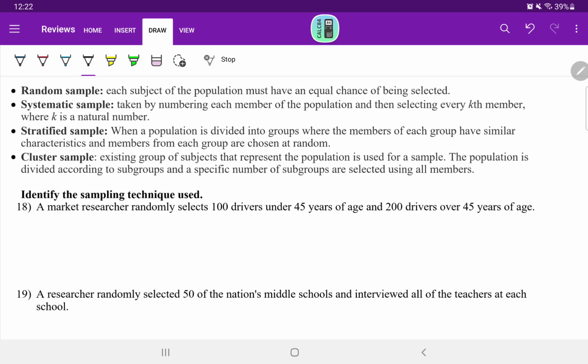Now, let's answer the questions. 18. A market researcher randomly selects 100 drivers under 45 years of age and 200 drivers over 45 years of age. What type of sampling is used? The answer is stratified sampling.